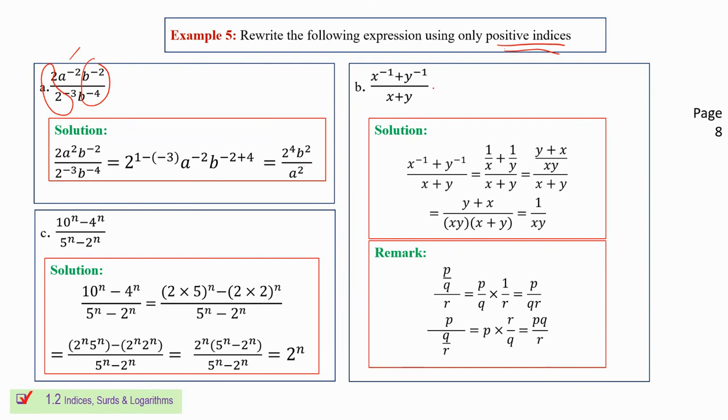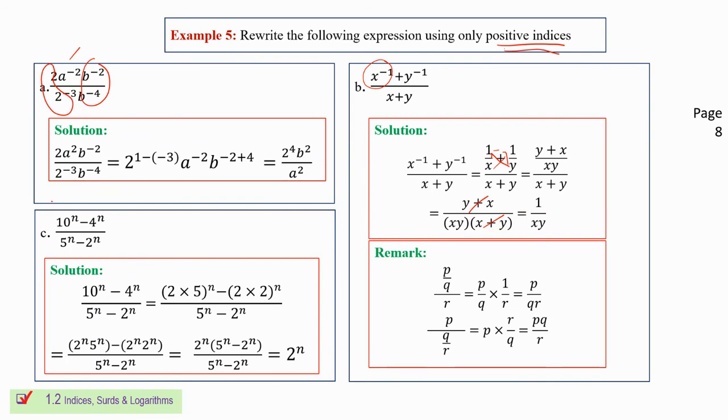Okay, so how about we look at question B? If the question didn't say to leave it in positive indices, actually this one is sufficient. But because the question said it must be left in positive indices, I change x negative 1 to become 1 over x, y becomes 1 over y, and then the denominator is the same, x plus y. So we equate the denominator for the top. I have y plus x divided by xy, and use the remark over here. So I bring my xy down and these two are the same. So I have 1 over xy.